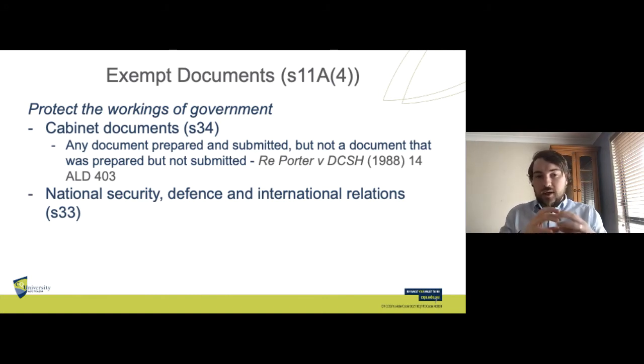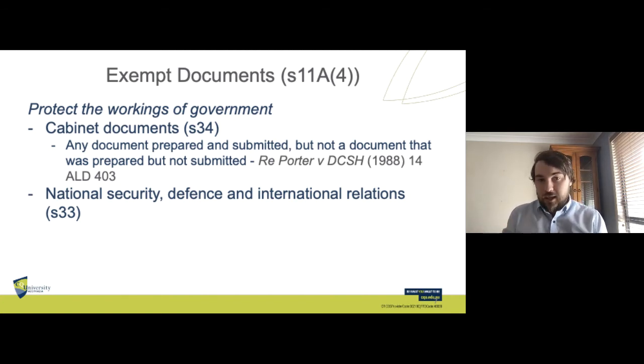And so cabinet documents are protected. You can't access those under freedom of information. But also documents that are prepared and submitted to cabinet, for example, a report that might speak to or be relevant to a government policy, if that goes into cabinet and the cabinet members are able to consider it in that debate, then that will be protected from a freedom of information request as well.